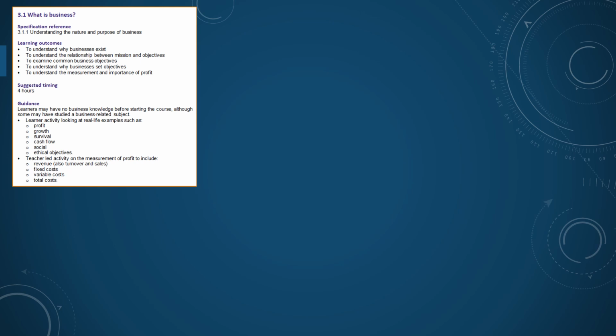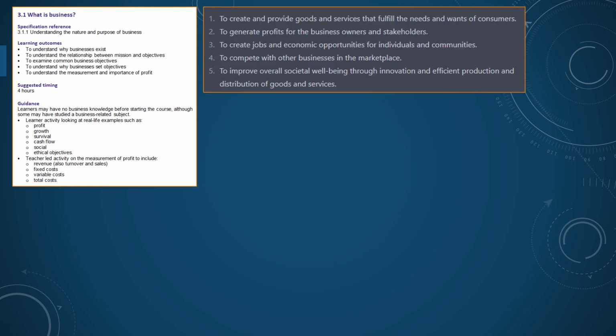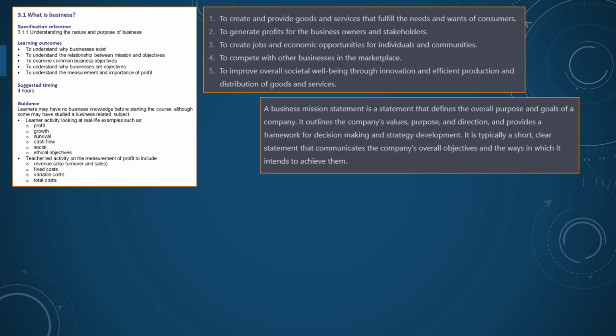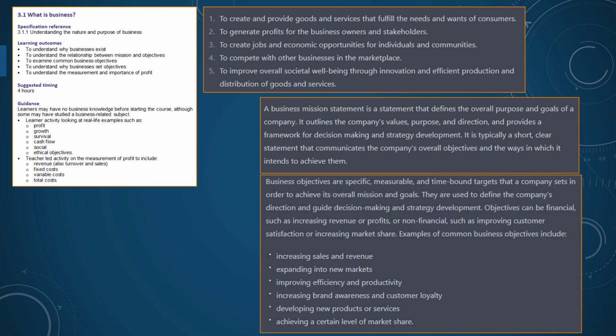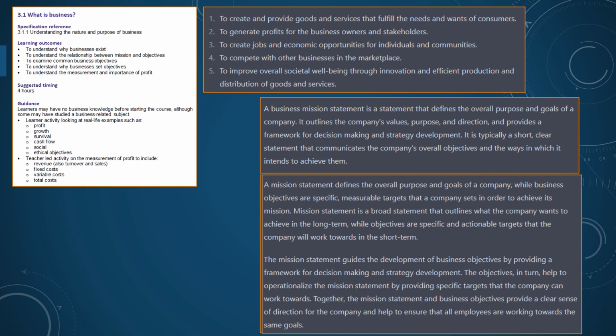Okay, so let's take a look at 3.1.1, understanding the nature and purpose of business. So we've got 5 learning outcomes in this section to understand why business exists. Remembering this is just Unit 1, an introductory unit, and you're just trying to generate first ideas about business and why businesses are there and things like that. There's 5 reasons as to why business exists, and also understanding what a mission statement is and understanding what business objectives are and the relationship between those 2 things.